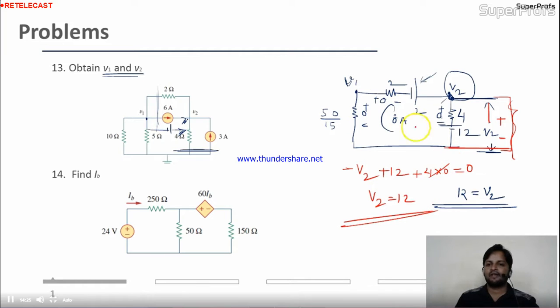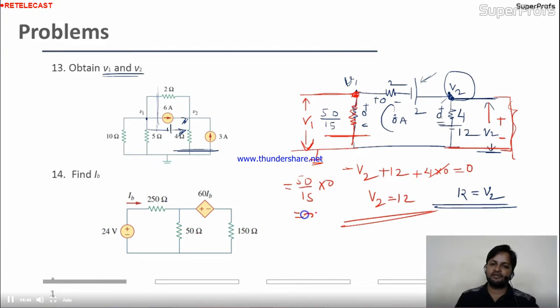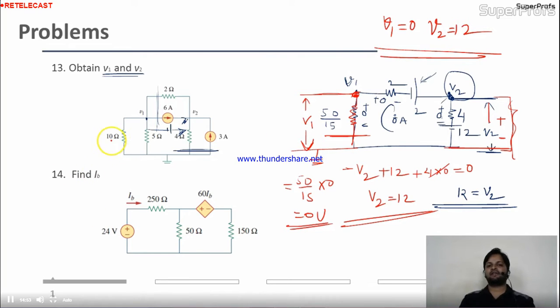Is it fine? What about the voltage? V1 is the voltage across this point, and V1 is given with reference to ground voltage. And we know the voltage drop in this branch is nothing but 0. Why? Because the current is 0. So 50 into 15 into 0 is nothing but 0 volt. So the answer of this circuit is V1 equal to 0, V2 equal to 12. If you do this circuit by the KCL, it will take longer than this.